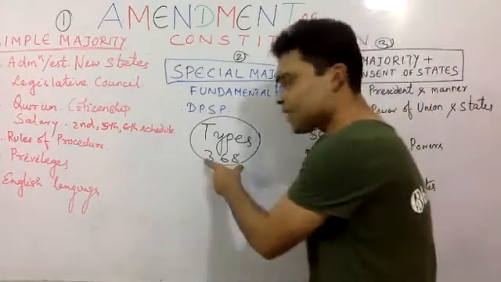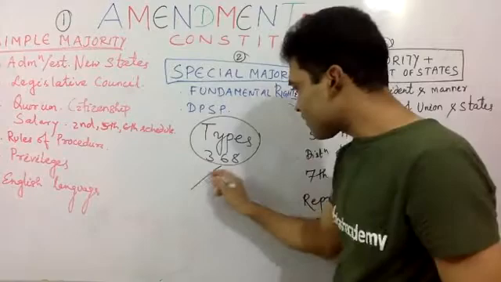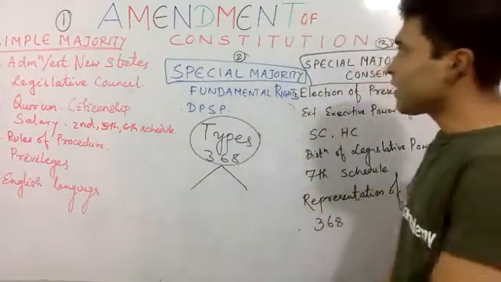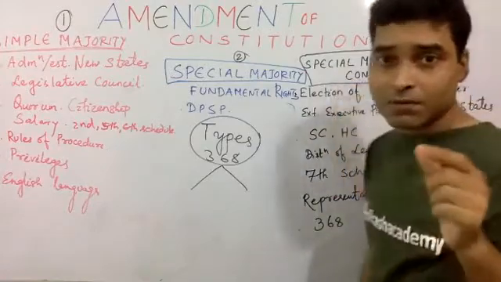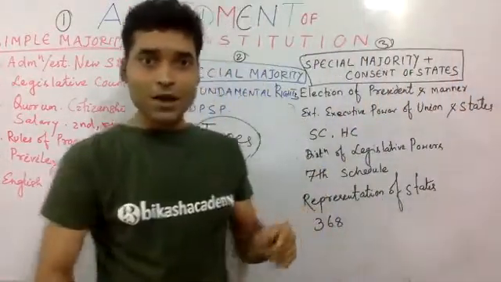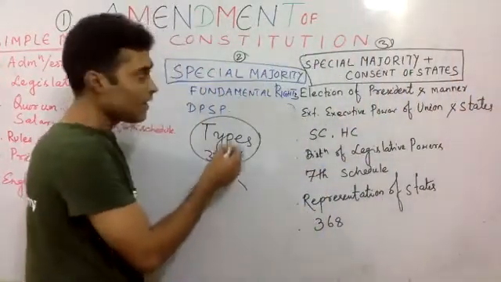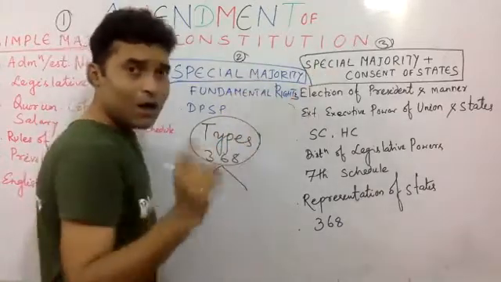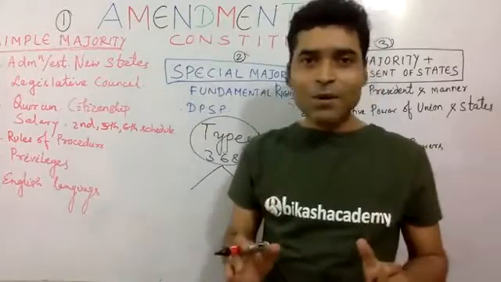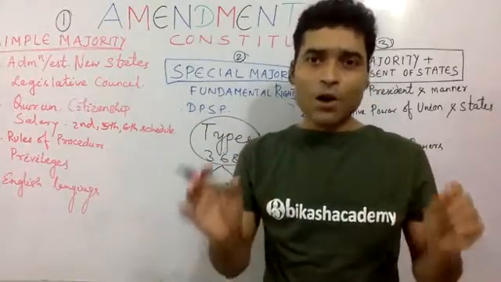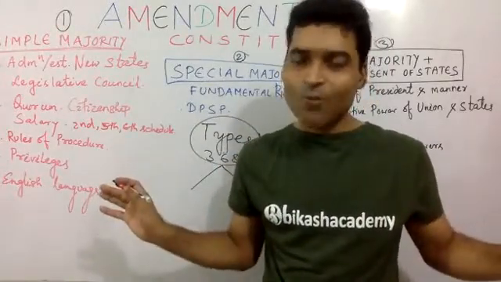Actually, under Article 368, we have two categories: special majority, and special majority plus ratification by states, or consent of the states. However, in other articles, you'll find that we have three types of amendment. I hope this is clear.